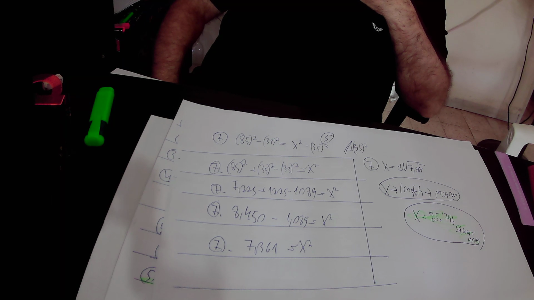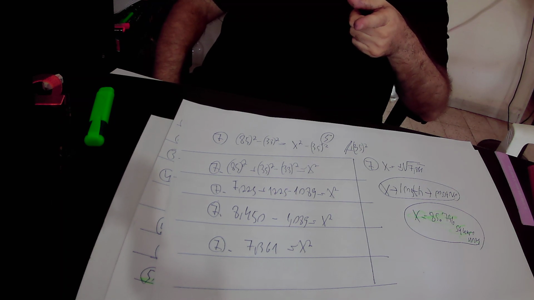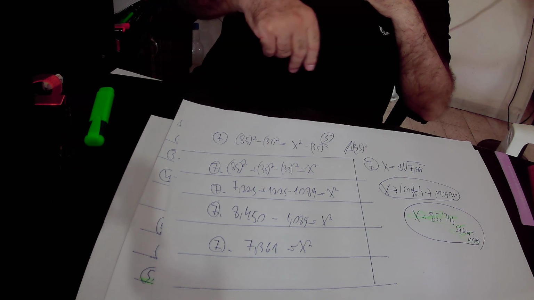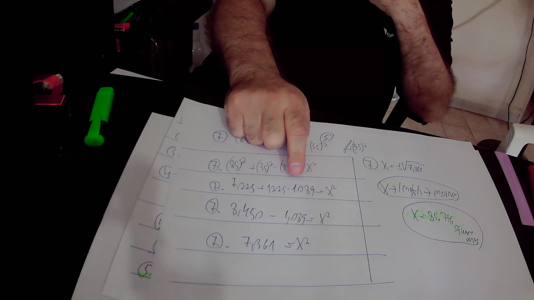7,225 plus 1225 is 8,450 minus 1,089 equals x square. 8,450 minus 1,089 equals 7,361. That is equal to x squared.